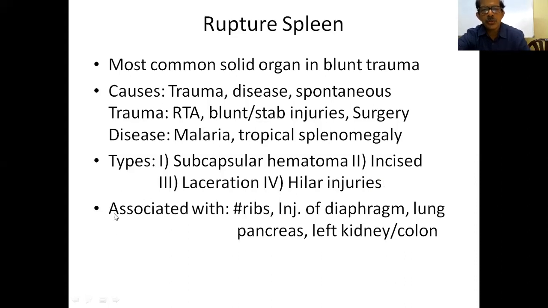Frequently, as I told you, it is associated with fractured ribs, then you have to suspect rupture spleen. The other way also, whenever there is a rupture spleen, you have to think of left lower rib fractures. Okay. Then injury of the diaphragm because it is so close. Lungs also superiorly, pancreas, left kidney, colon, all these injuries may be associated. So the treatment of rupture of spleen depends on whether other associated injuries are there or not.